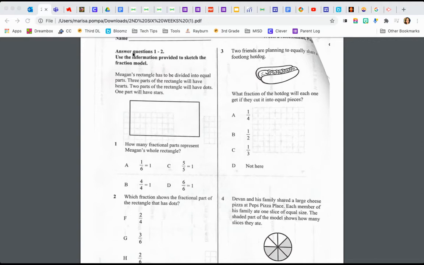Remember that your assessment is in this booklet, your second 6 weeks student assessments. Here we go. Answer questions 1 through 2. Use the information provided to sketch the fraction model.